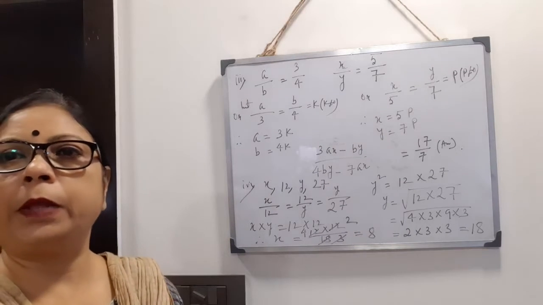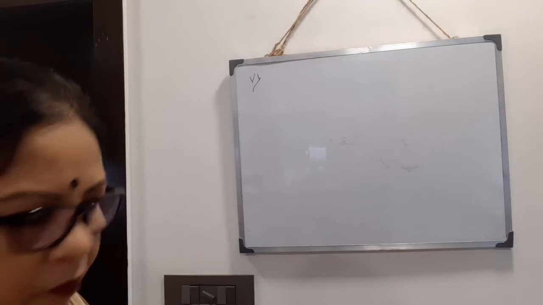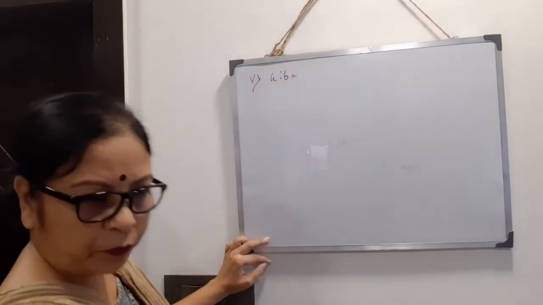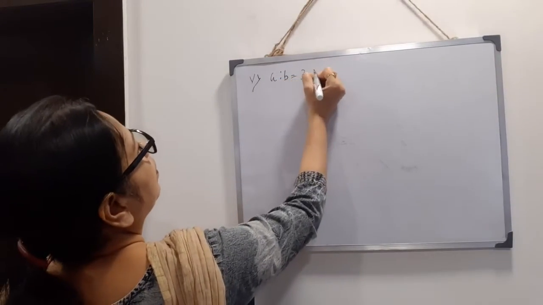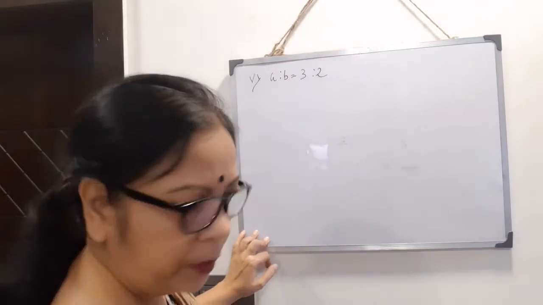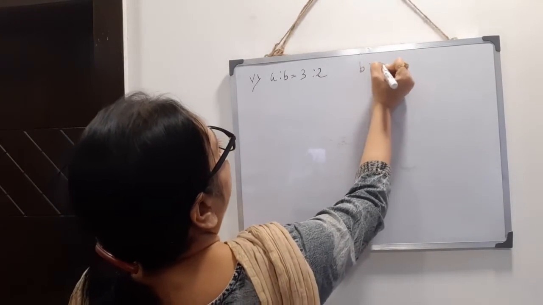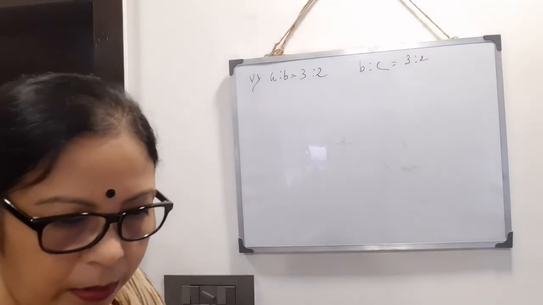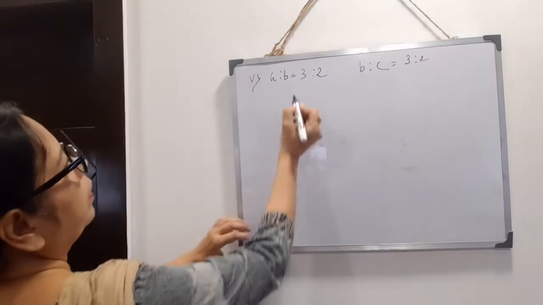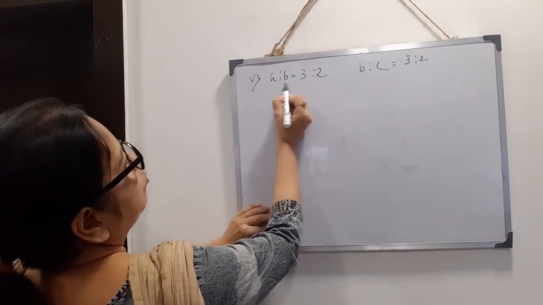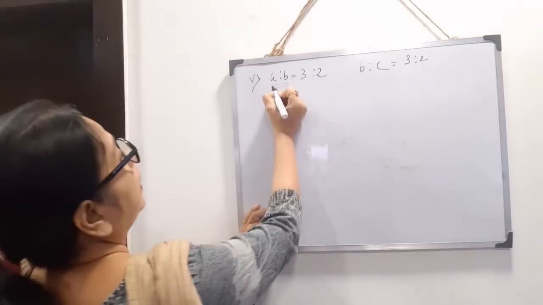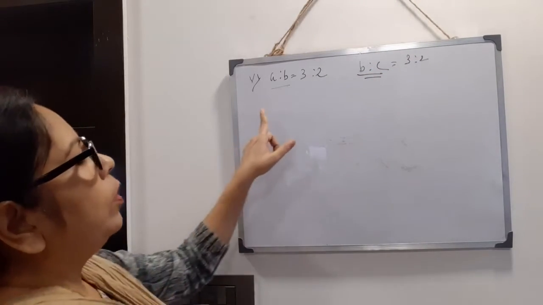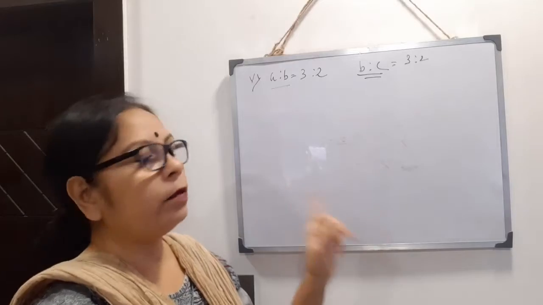Now I will solve the last one. Sum number 5. It is given a is to b equals 3 is to 2 and b is to c also 3 is to 2. Clear? Then you have to calculate the value of something. Now see, here a is to b, in class 8 you have done a is to b and b is to c is given. From here we will calculate a is to b is to c.